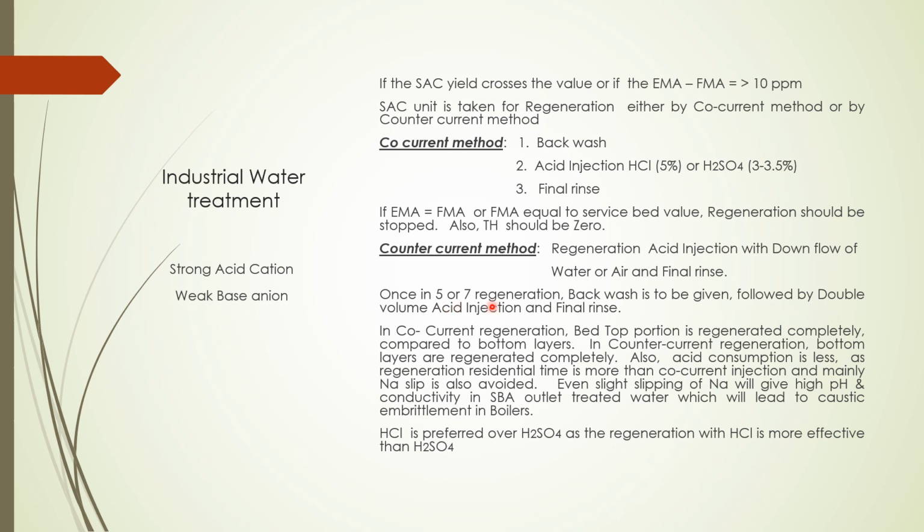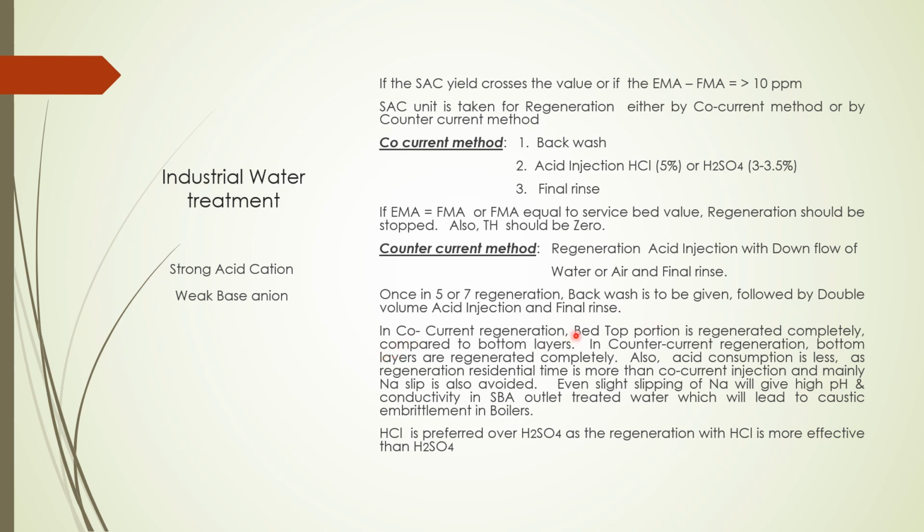Once in 5 or once in 7 regenerations, you have to give a backwash. It should be followed by double injection and then the final rinse. That is, every 5th regeneration or every 7th regeneration, we have to give a backwash, and then the acid volume is to be doubled. Then after the injection, the final rinse needs to be given.